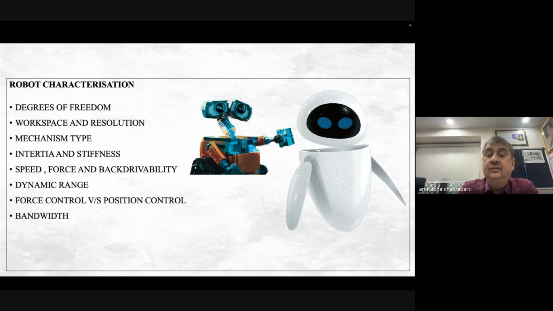In the next few slides, we'll explain all this, but let me say a few words. Degree of freedom is an important concept in robotics. It defines the number of independent motions of which a robot is capable. So independent motions, that is the degree of freedom. And workspace is loosely defined as all of the space that an end effector can reach. That means a robotic hand can reach this space. So this is a simple concept.